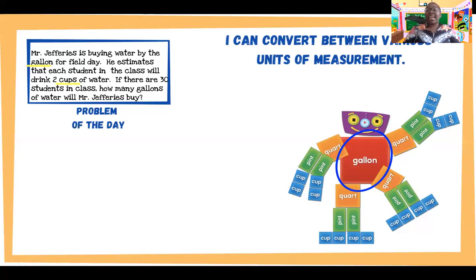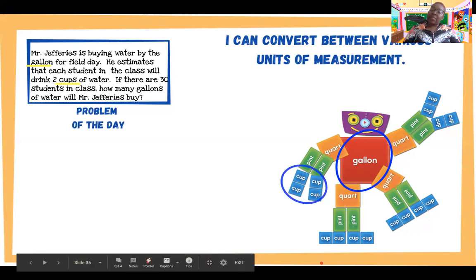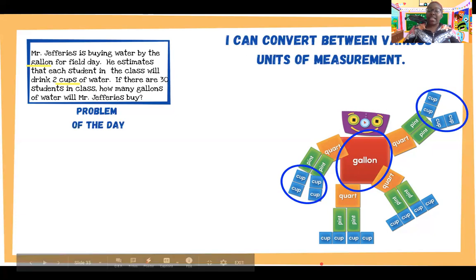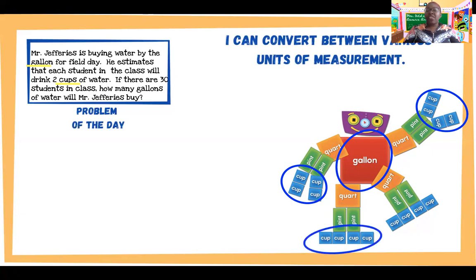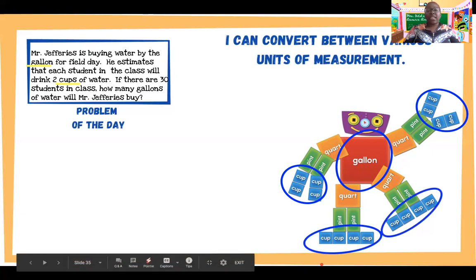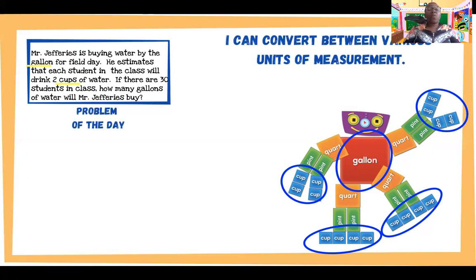Well, how many cups are in a gallon? Well, we can take a look at Mr. Gallon's arms, and he's got 4 cups on each side, so 4 plus 4 is 8. And then we've got another 4 cups on each of his feet. So 4, 8, 12, 16. So we know that 1 gallon is equal to 16 cups. So what questions might we ask ourselves to solve this problem?